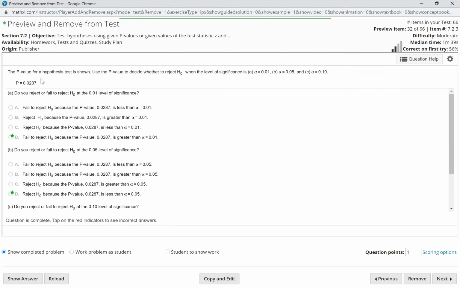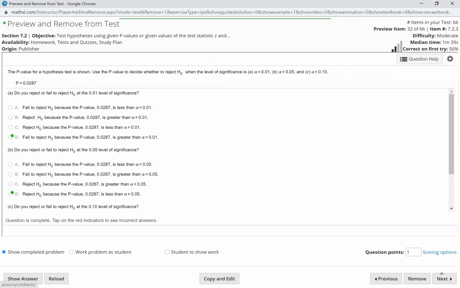He gives you the p-value and then asks you whether you should reject H0 or not. Well, if the p-value is less than alpha, guys, you reject H0. And if it is greater than alpha, you fail to reject H0. And he gives you 3 different alphas. So I'm just going to skip this one.